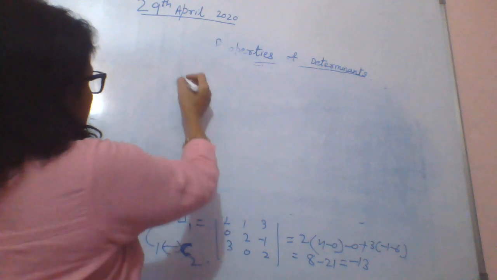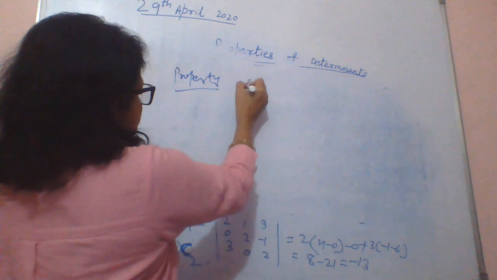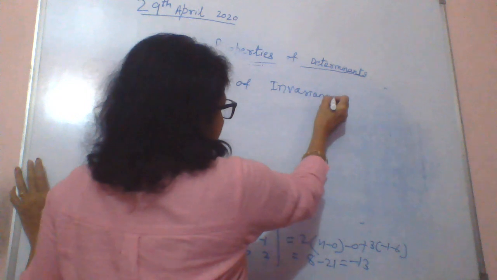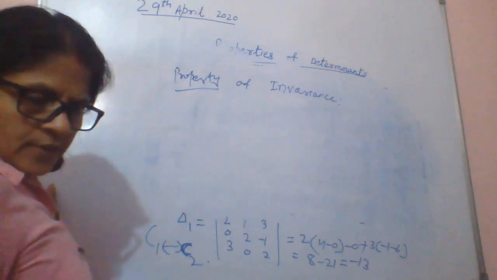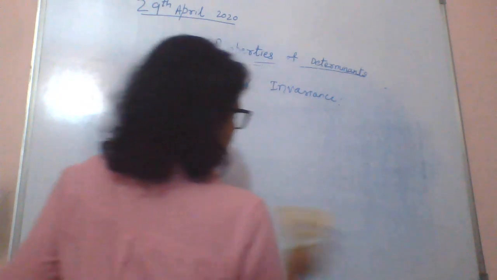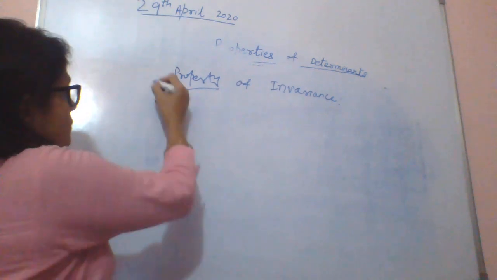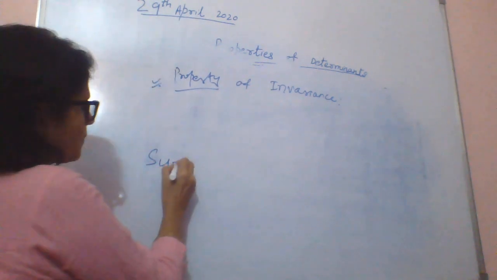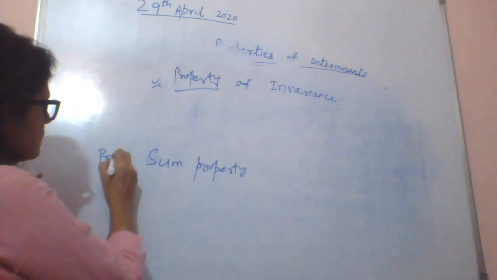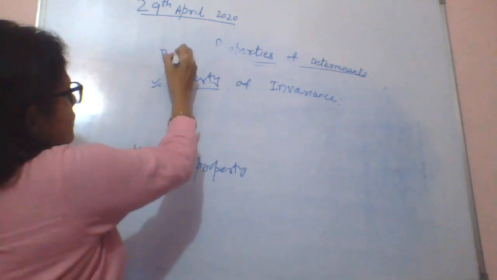Okay, so next property is property of invariance. Property of invariance. This is one property. But maybe before this I will tell you some property. So now some property. Maybe this is property number 6. इसका हम ले लेंगे property number 7.